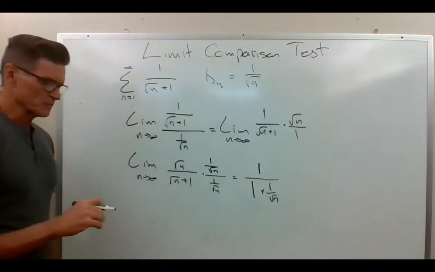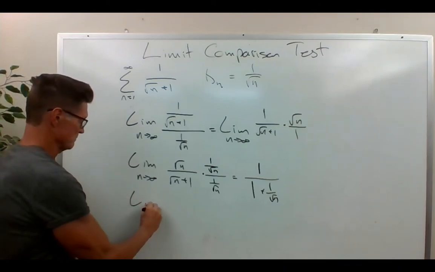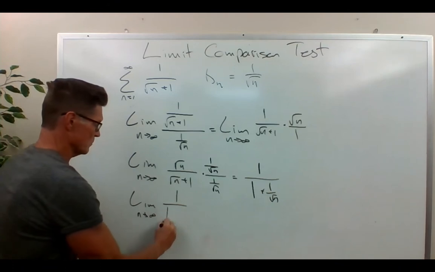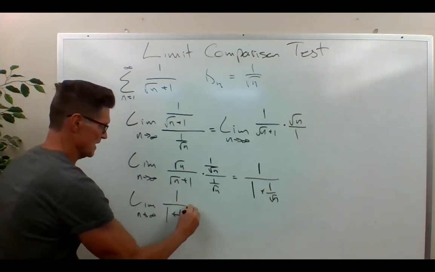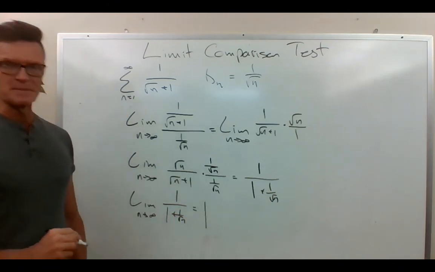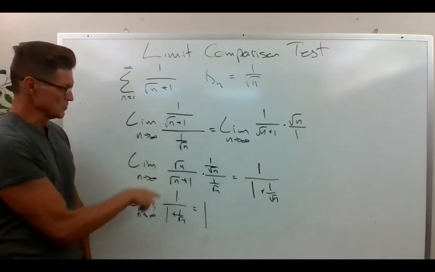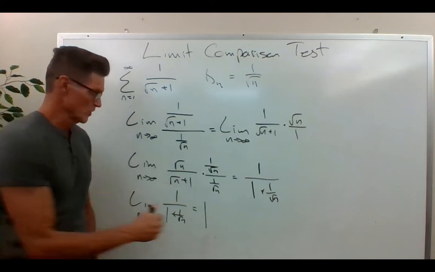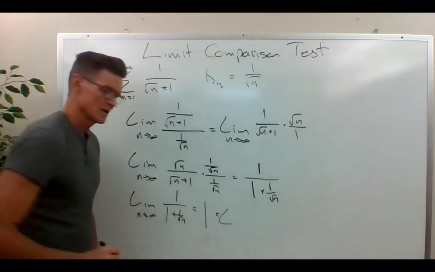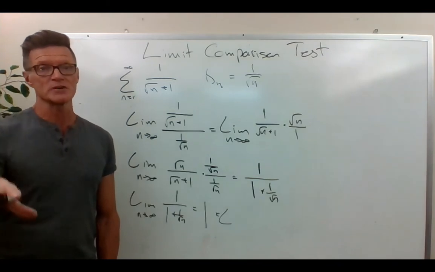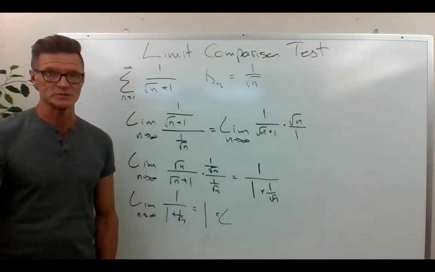So what we are looking for now is the limit as n approaches infinity of 1 over 1 plus 1 over the square root of n, which is 1. So the limit of the ratio of a sub n to b sub n is 1, which is my L. What that tells me is that they either both converge or they both diverge.